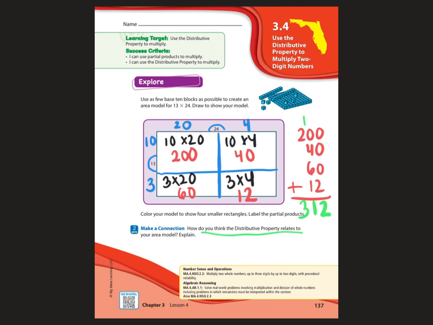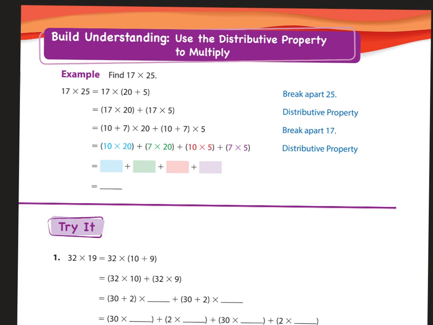Now, let's go to the next page and see how the distributive property relates to our area model. At the top of the page, you see find the answer to 17 times 25. The very first step is to break apart 25. That is similar to what we did in the area model. We broke apart the two numbers into tens and ones. Here, they broke it apart into tens and ones also. 20 and 5. 20 plus 5 makes 25.